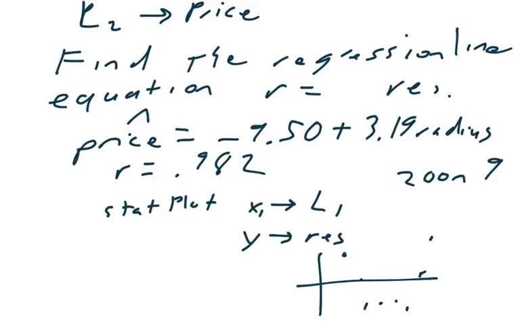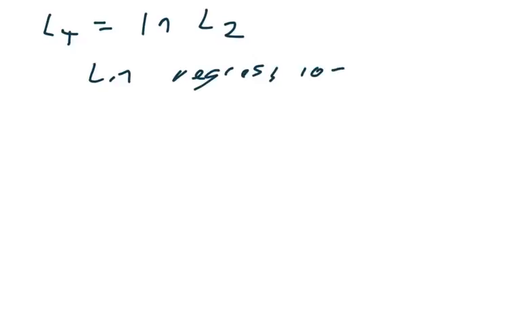So what we did the last time is we made L4 equal to the log of L2. Actually, we made it natural log. So do that now, and then do your linear regression between L1 and L4, and get the same information that we got from the last time.